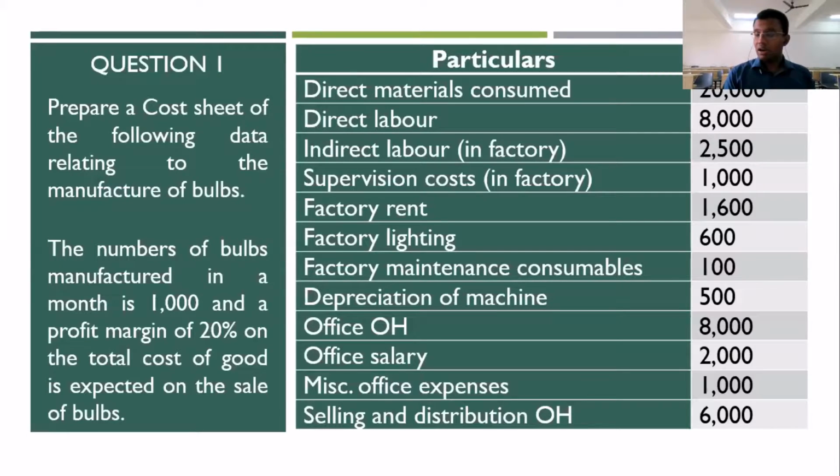Office overhead, clear cut, it is understood. Office salary, this will be a part of your administration overhead. Miscellaneous office expenses, this will again be a part of your administration overhead. Selling and distribution overhead, very clear. From the item itself, it is known to us.